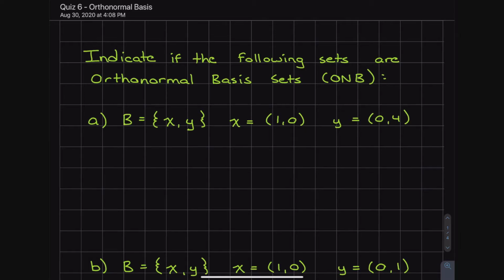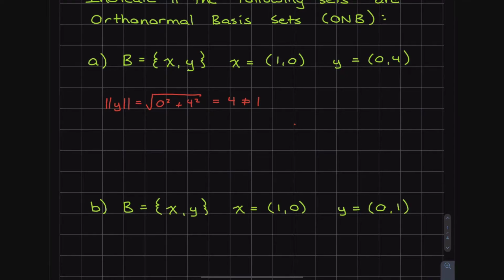So right away in this question, it should be very easy to tell that this is not an orthonormal basis set. The reason why is because if we look at the norm of y, which is equal to the square root of the components squared, so we're going to have 0 squared plus 4 squared, we can easily tell that the norm of y is equal to 4, and that's not equal to 1. Because of this, we can conclude right away that A is not an orthonormal basis. So that's how easy it is. We just have to check one of the two properties, and I always recommend checking the norm first, because the norm will always give it away really fast.